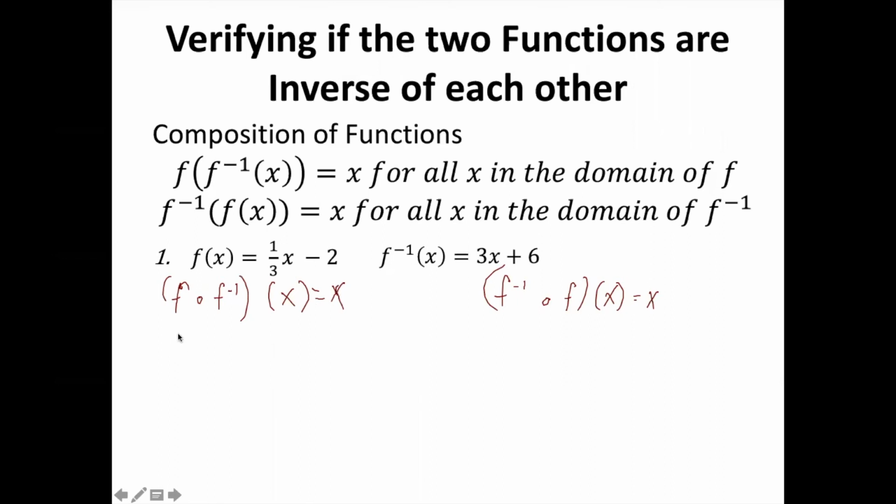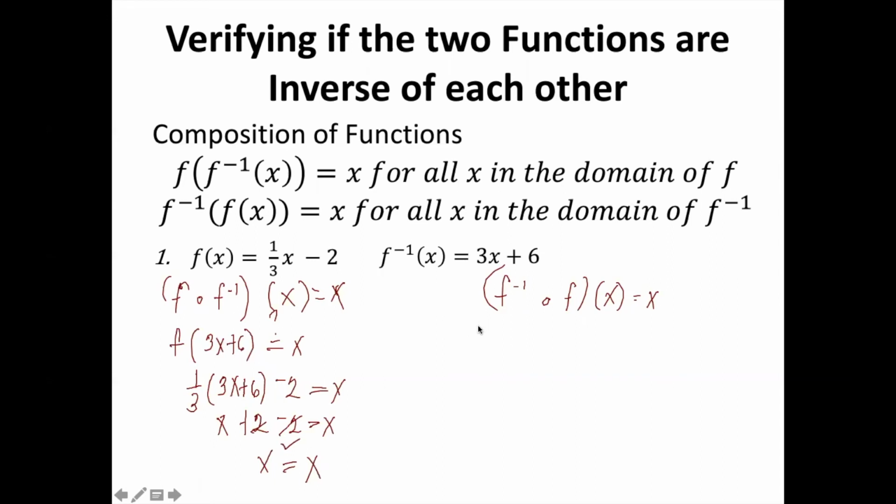So for the first one, this is just f of 3x plus 6. Is it equal to x? So this is just 1 over 3 times 3x plus 6 minus 2. Is it equal to x? So this is x plus 2 minus 2. So x equals x.